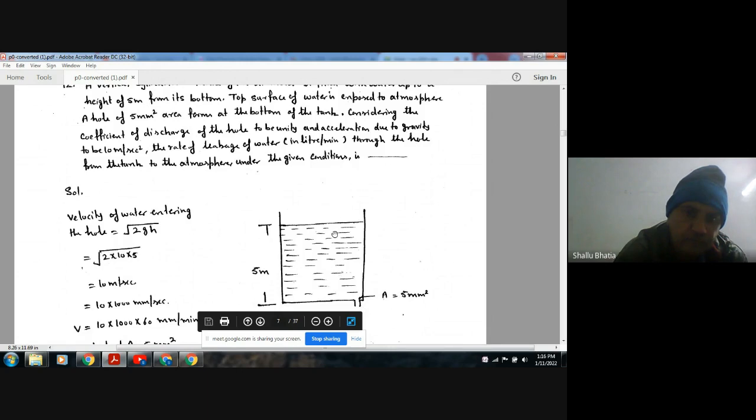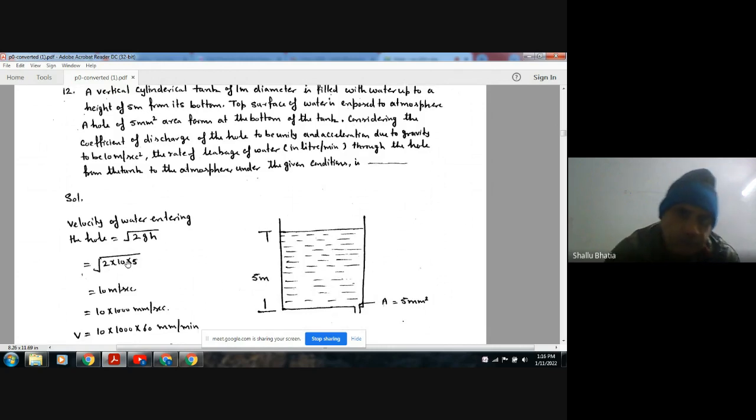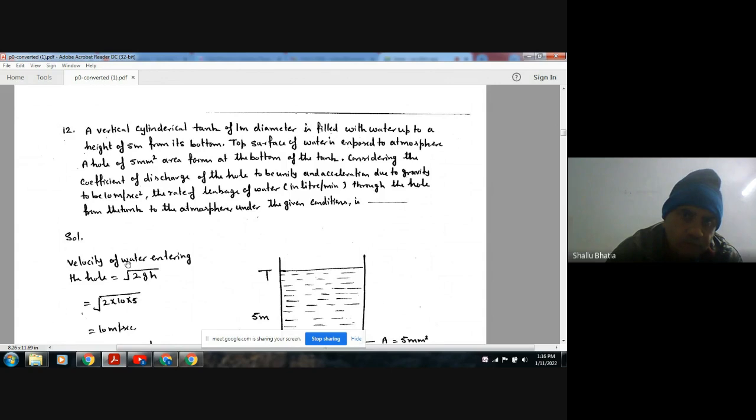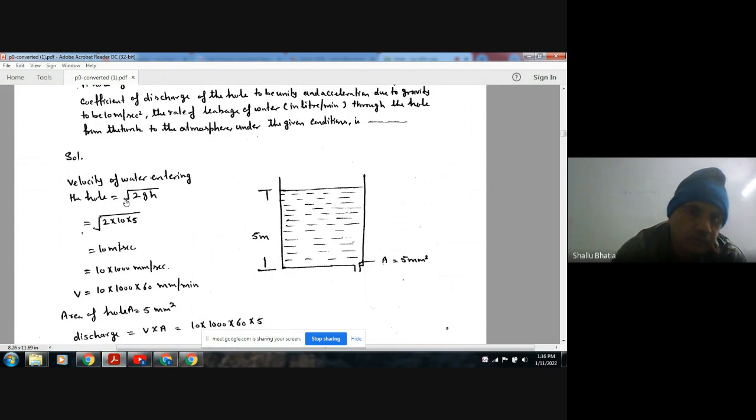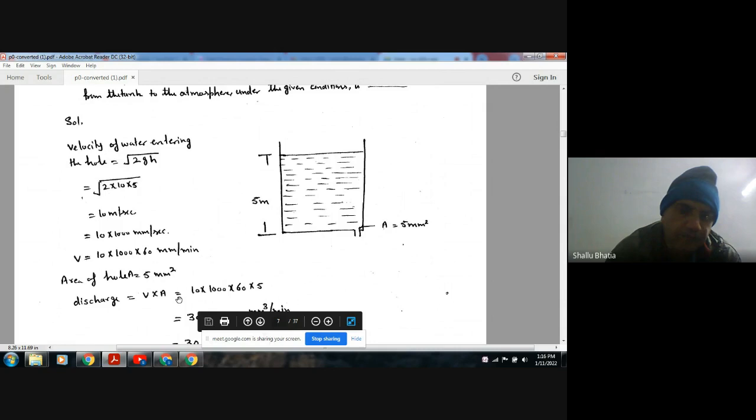The velocity will be root 2gh. So h here is 5 meters and g is 10. Suppose we take g as 10. So the velocity will be now 10 meter per second. And area is given. So if we multiply area with velocity, then we'll get the volume flow rate.